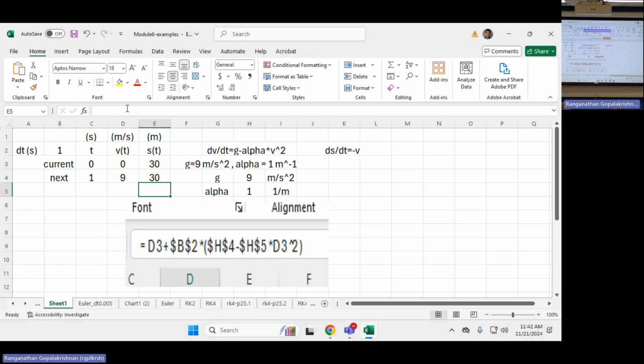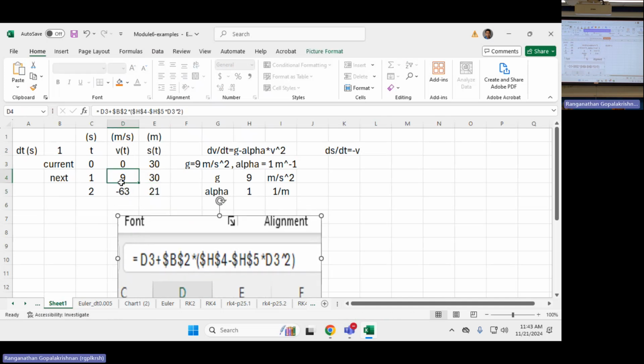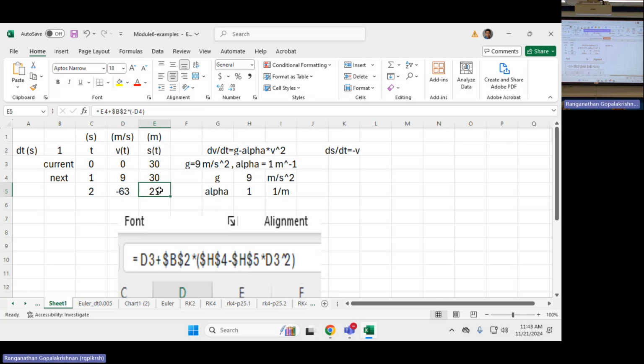This is where we ran into problem. What is our next time step? That will be 1 plus 1 second or 2 seconds. And if I drag my formulas again, that's the power of Excel, right? To just automate it quickly. I'm getting minus 63 and 21. That makes no sense. How can the ball suddenly flip its velocity and start going upwards? That can't happen. So we'll try reducing our time step and see if that makes a difference.